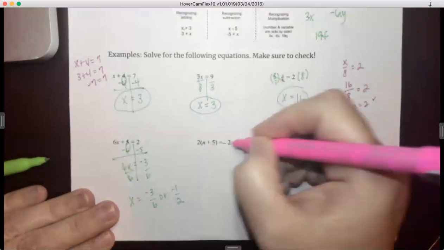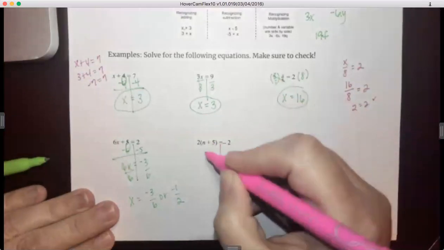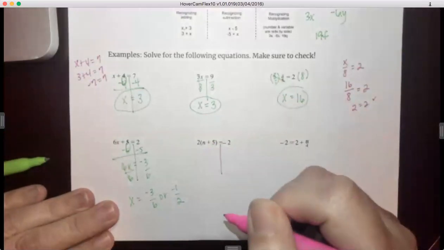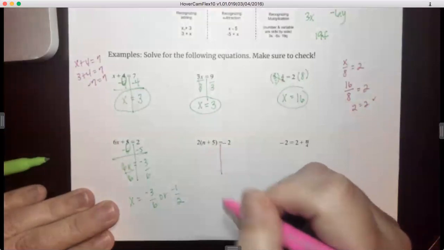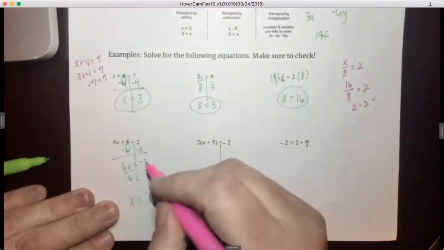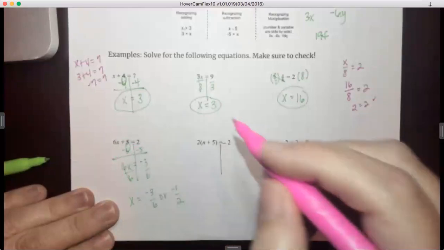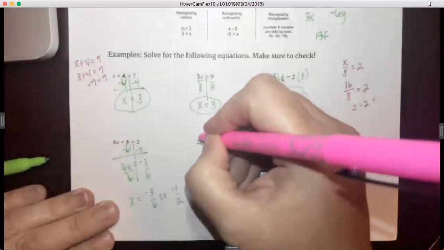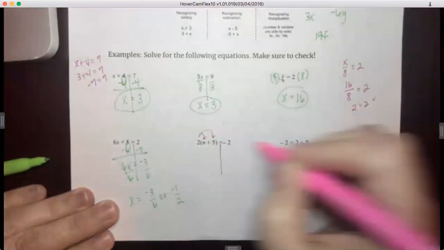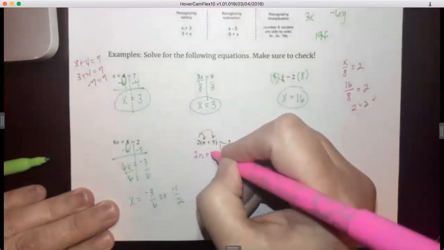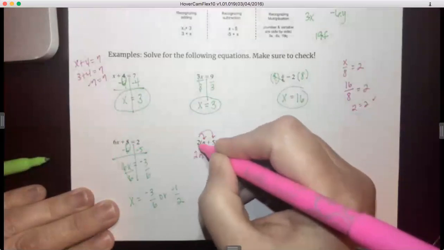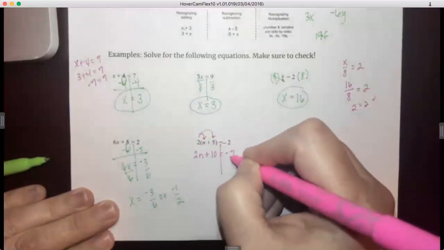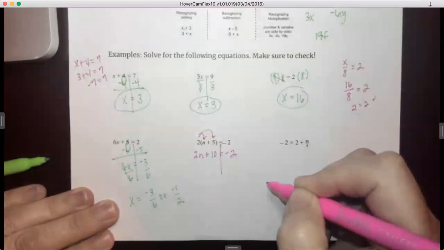So I see these parentheses. Even though we're doing PEMDAS backwards in how we solve it, with the inverse, we still have to do parentheses first, no matter what. So we're going to multiply in. We're going to get 2n plus 10, because 2 times n is 2n, and 2 times 5 is 10. Now it looks like something that I can do.